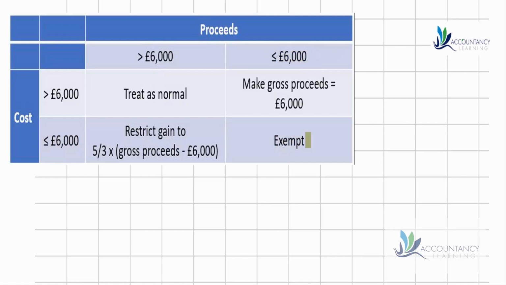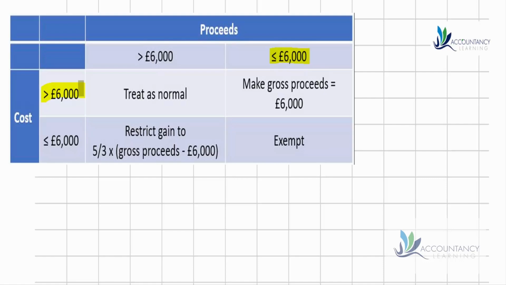And then if we look at the opposite end, if we sell them for a lot of money and they cost a lot of money, then this is a high value item, and therefore we're just going to treat it as normal and deal with the capital gains tax. Now, what if we have the situation where we sell it for a small amount of money, but it cost us a lot of money? So we're making a loss on this. Well, the government thinks, well, this doesn't really make sense.